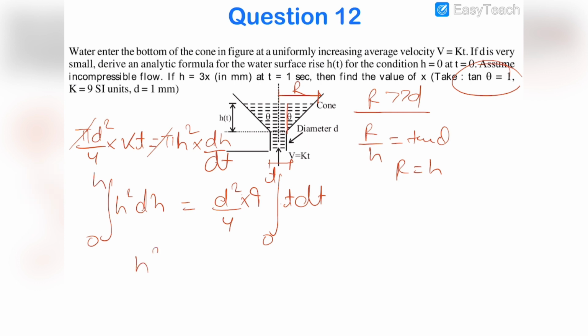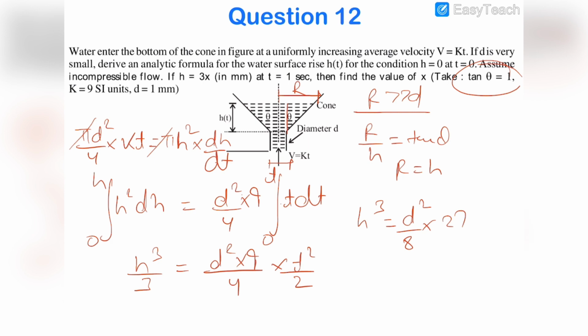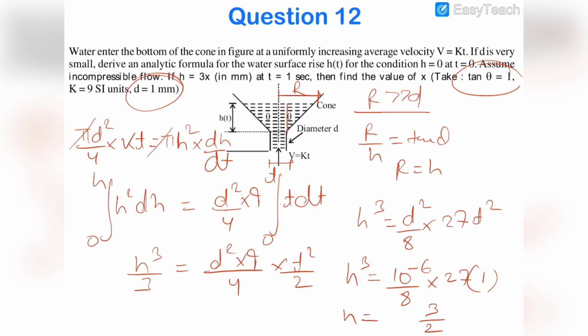to h. So this is h cube by 3, and it is equal to d square into 9 by 4, and this is t square by 2. So h cube is equal to d square by 8 into 27 into t square. Okay, so the value of d is equal to 1 mm. So h cube is equal to 10 to the power minus 6 by 8 into 27, and time is 1. So h will be equal to 3 by, this is 2, and this is 10 to the power minus 2.